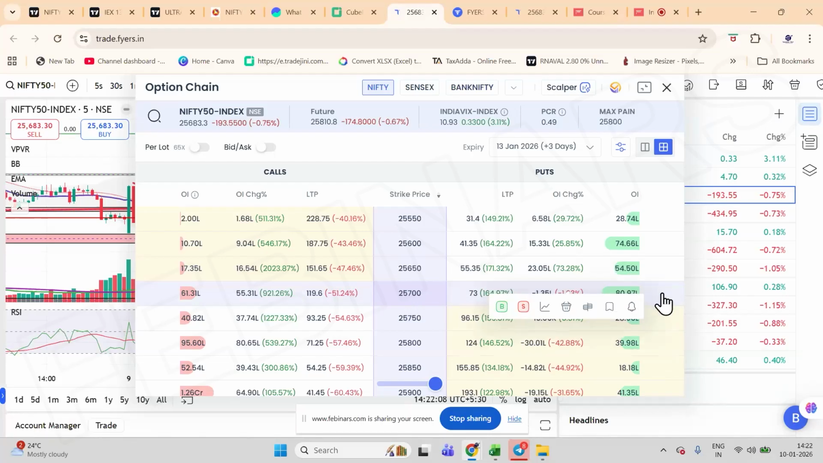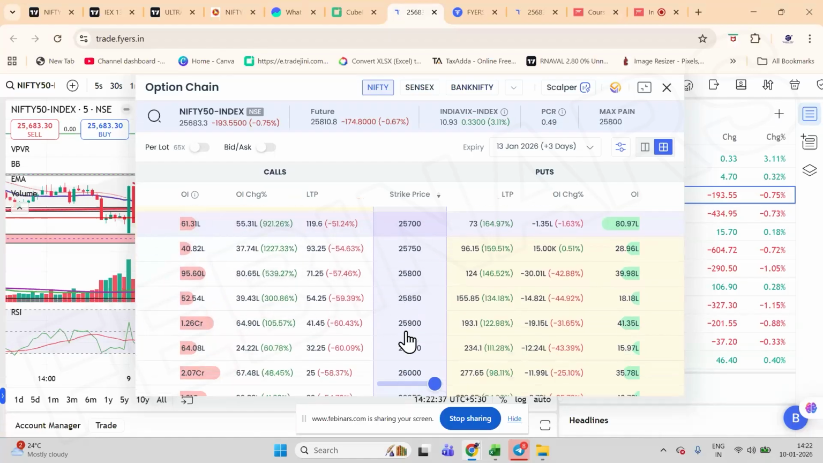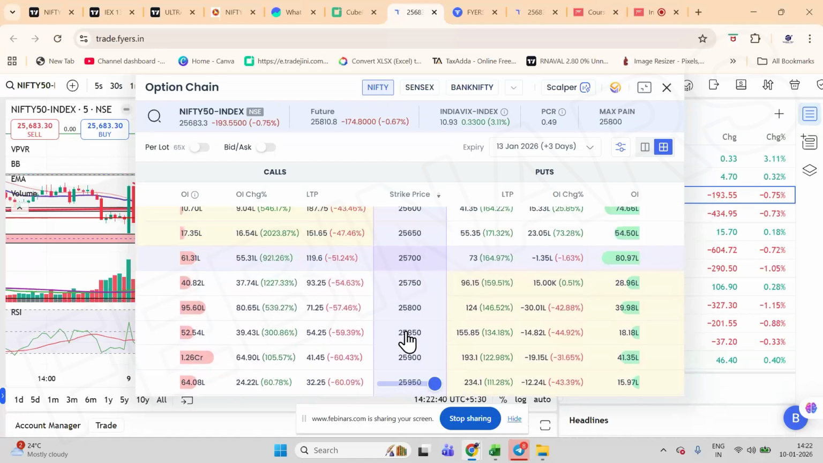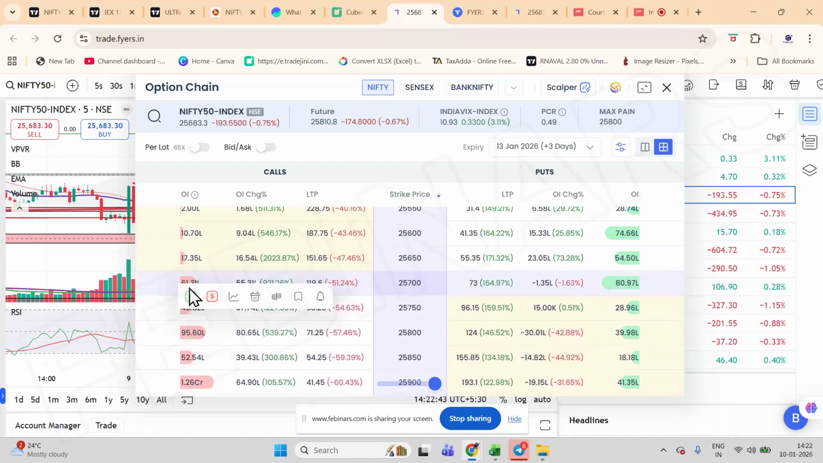So what is the open interest here? 80.97 lakh contracts. And what is the change in open interest? 1.35 lakh shorts have been covered at 25,700. So those who are writers have covered because it has closed below that. Some short covering is there, and clearly here we are seeing the build up at 25,800, 25,700 and 25,900 where the call writing has happened. Even at 26,000 the huge call writing is there. At 25,700 the call writing has happened. That is the positive OI change.